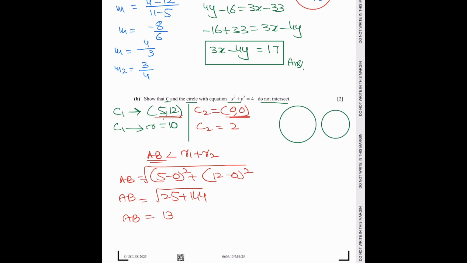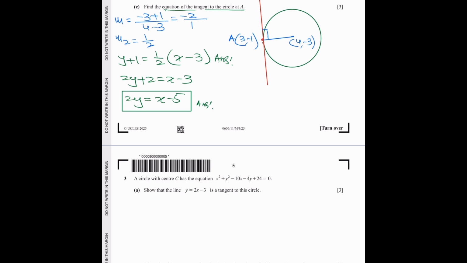So using the concept AB is less than R1 plus R2, so 13 is less than 10 plus 2, so 13 is less than 12 shown. This is your answer for part B. 13 less than 12 shown. This is your answer. Now move to next question.